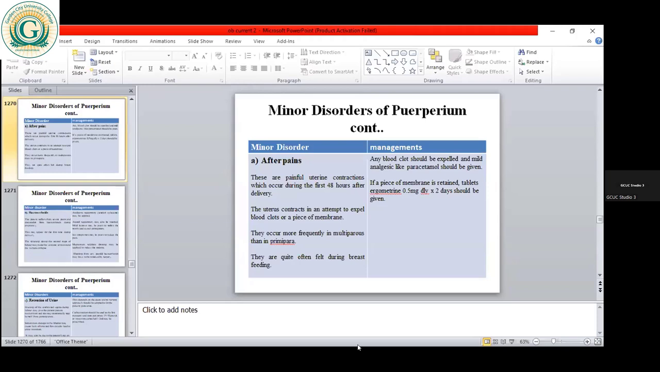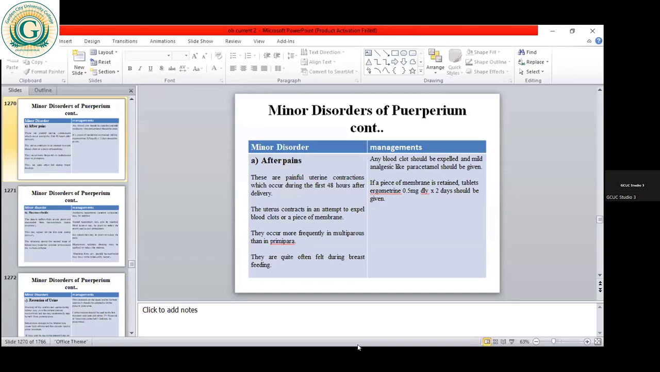The uterus continues to contract to expel anything that is left in it. The uterus should be free, and afterpains occur more frequently in multipara than in primipara. These pains are quite often felt during breastfeeding. Sometimes when a woman is breastfeeding, she calls you, "Auntie Nurse, please come. I put my baby on the breast and my waist is paining me."